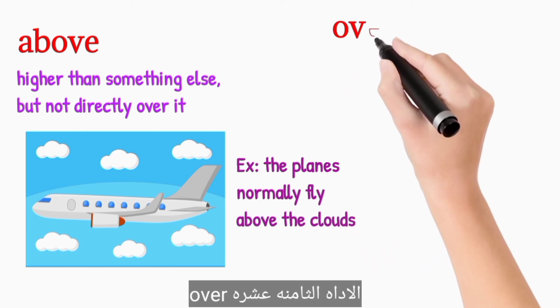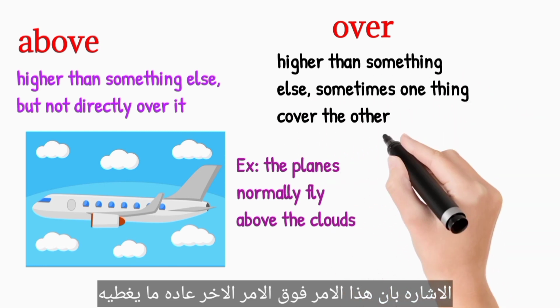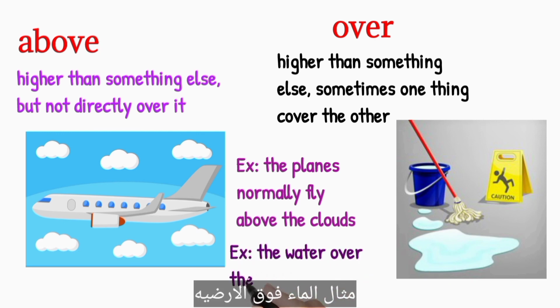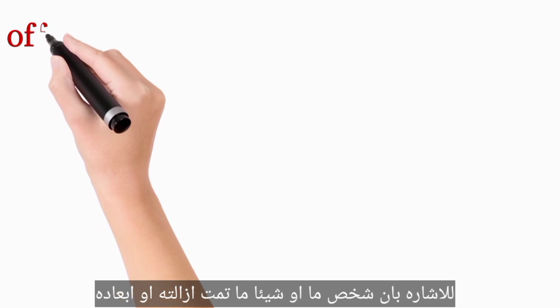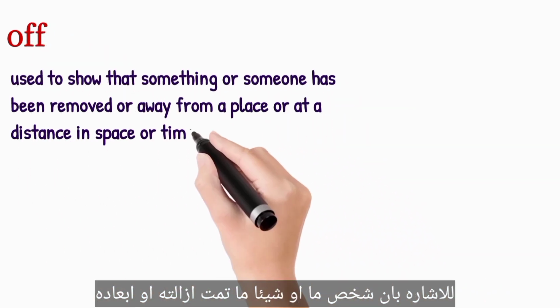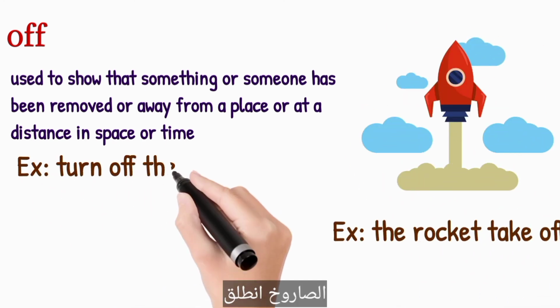Eighteen. Over. We use over when something is higher than something else, sometimes one thing covering the other. For instance, the water is over the floor. Nineteen. Off. Used to indicate that something or someone has been removed or is away from a place or at a distance in space. For example, the rocket takes off. Turn off the light.